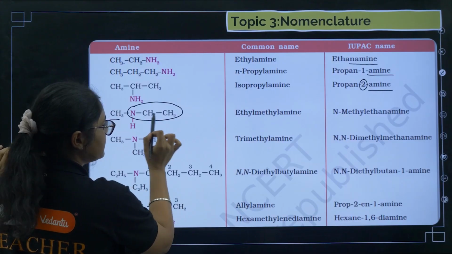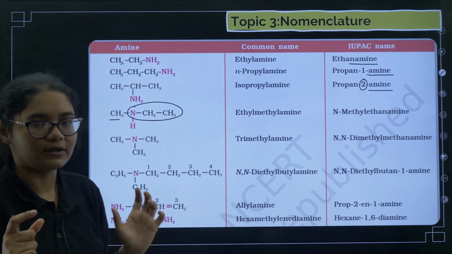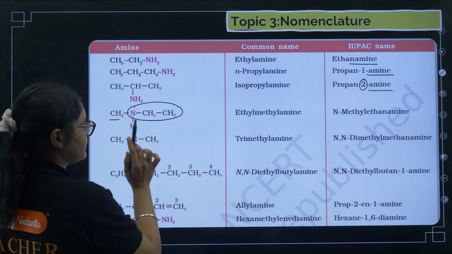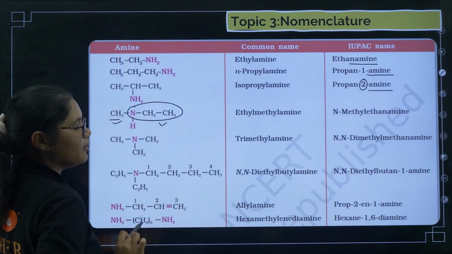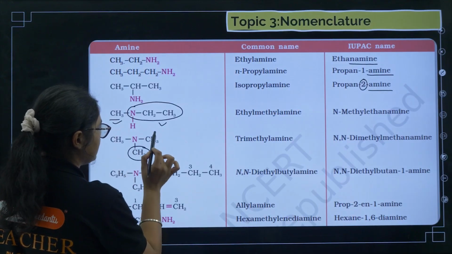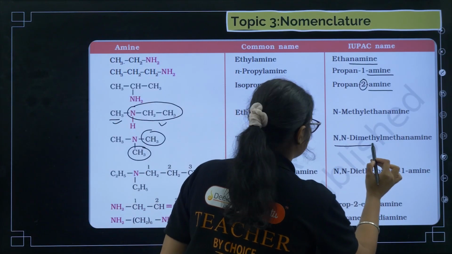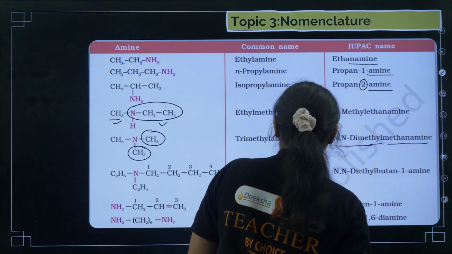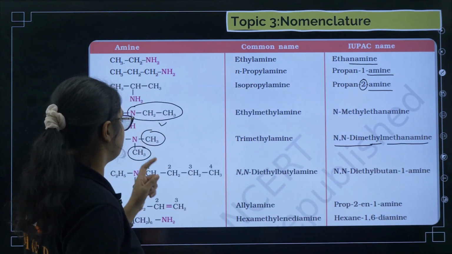The parent name will be on the carbon which has more number of carbons. And what will be its common name? You just name it in alphabetical order: ethyl, methyl, amine. Now here you see we have 3 CH3 groups, so I will write N,N-dimethyl methanamine. N,N-dimethyl methanamine. And what will be the common name here?